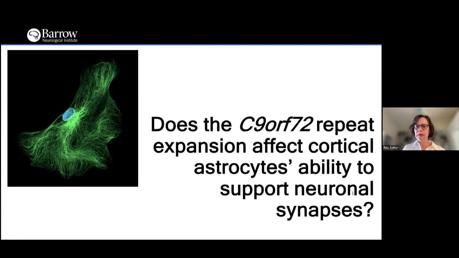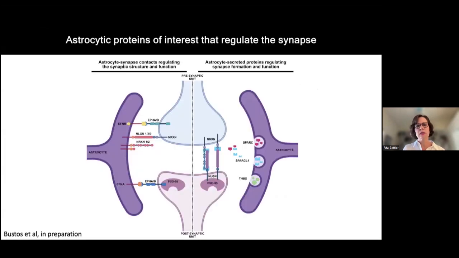I've told you a lot about these synapses and that we're really interested in them. So let's look at this in more detail. There are different ways that astrocytes can support a neuronal synapse. On the left, we're talking about an astrocyte synapse direct contact that can regulate the structure and the function of the synapse. And these include proteins like ephrins and ephrin receptors, astrocytic neuroligands and neurexins, as well as different flavors of the ephrins that are listed here on the left.